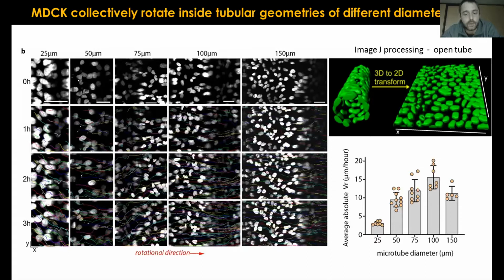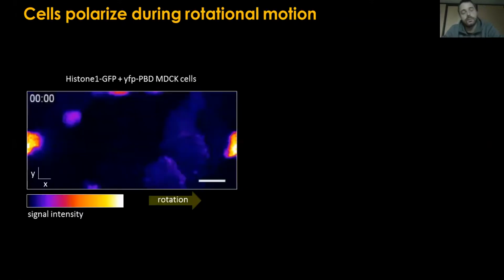And if you look at 200 or 250 micrometer diameters, very, very large tubes, then you lose this collective cell behavior. One hypothesis is that maybe the cells do not sense the curvature anymore because the tube is too large. And so then we went a little bit more into the biology of the system.